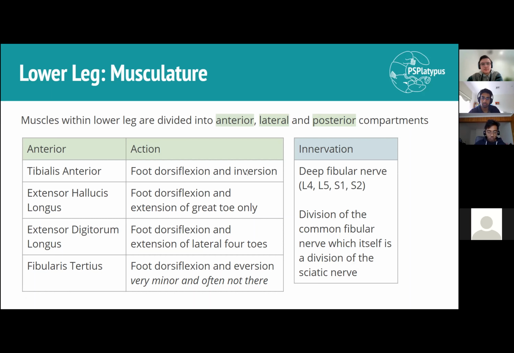Yeah, and innervation is by, as I said, deep fibular nerve, which goes from L4, L5, S1, and S2. It is a division of the common fibular nerve, which itself is a division of the sciatic, as I discussed previously.